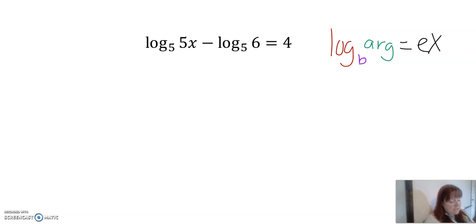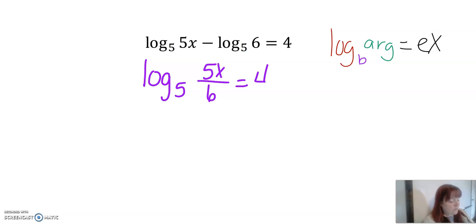So let's start with this. Let's try to get it into this form, log base b of an argument equals the exponent. Because once we get into that form, we can switch it into exponential form and then we might actually be able to solve it. So let's start by condensing our log so we only have one log instead of two. Because right now, we're not in this form because we've got two different logs, and so we can't just switch it, okay? So log base 5 of 5x minus log base 5 of 6, we're going to condense that into log base 5 of 5x divided by 6 equals 4 because our quotient rule tells us we can do that.